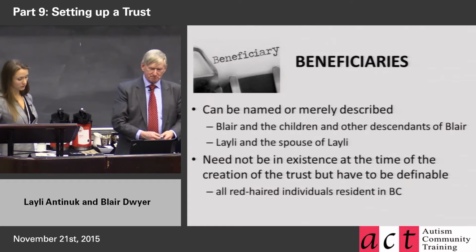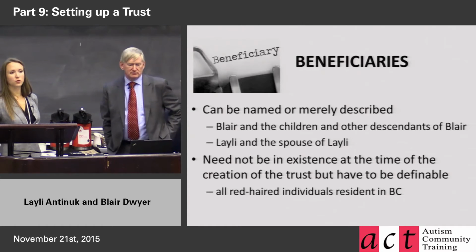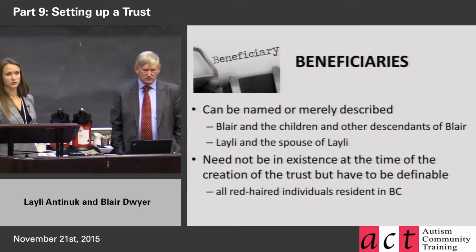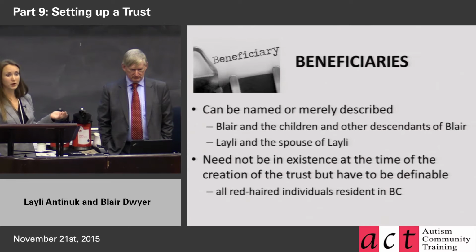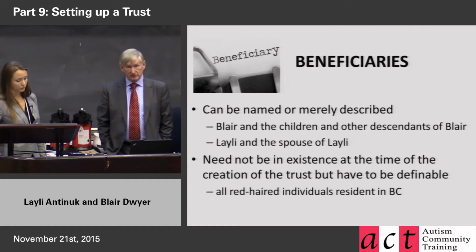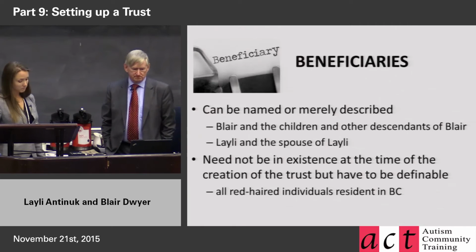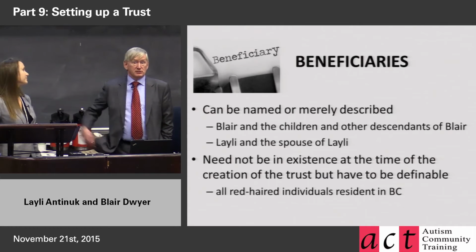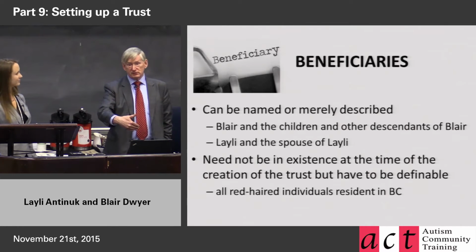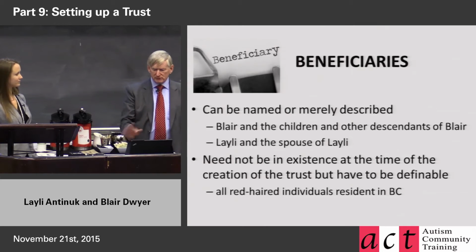Beneficiaries. Want to handle that? Sure. So beneficiaries can be named or they can be described, like a class of beneficiaries or specific. So you could say Laylee and her spouse, so that would be named beneficiaries, or you could have a class of beneficiaries like Blair and all of the children and other descendants of Blair. So they might be people that exist, or they might not be people that exist yet. Yeah, future descendants. Exactly. And you could say all red-haired individuals resident in BC. So as soon as a redhead comes into BC, they're a beneficiary of the trust. So you can set up rules. It's very flexible.